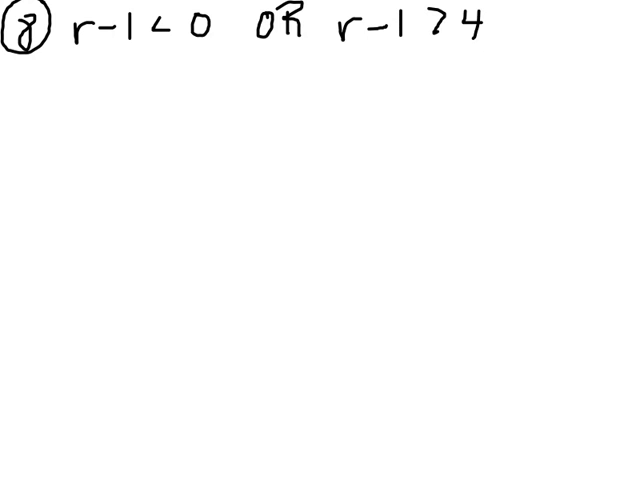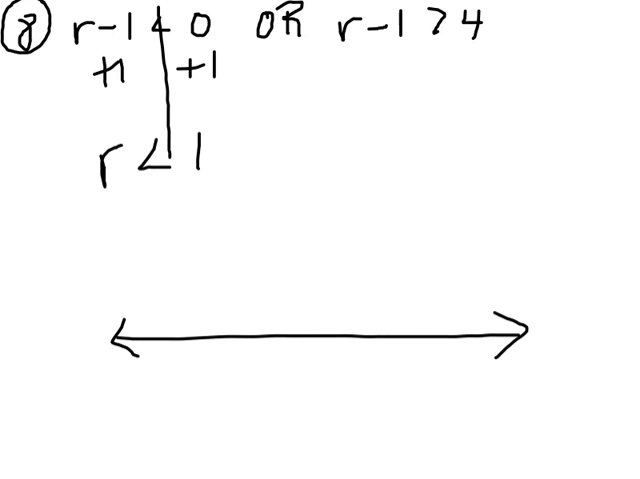Number 8, this is an OR problem. So we have 2 separate problems already written, and we're going to graph them both on the same number line. So this is r minus 1. The inverse operation is to add 1 to both sides. So r is less than 1. So we put 0 on your number line.